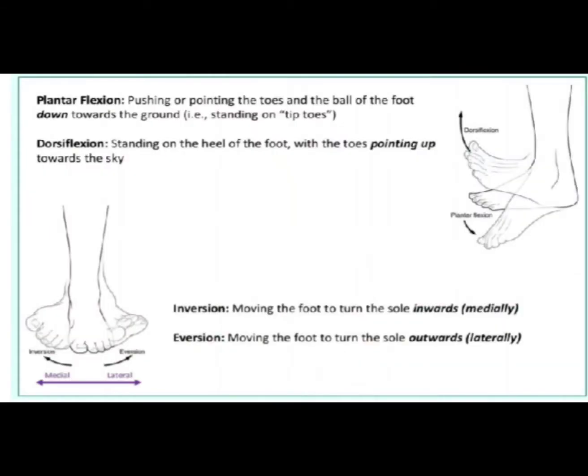Plantar flexion is pushing or pointing the toes and the ball of the foot down towards the ground. Example, standing on tiptoes like a ballerina. Dorsiflexion is standing on the heel of the foot with the toes pointing up towards the sky. Inversion is moving the foot to turn the sole inwards, while eversion is moving the foot to turn the sole outwards.